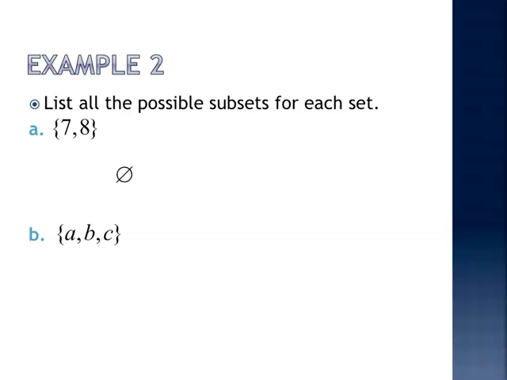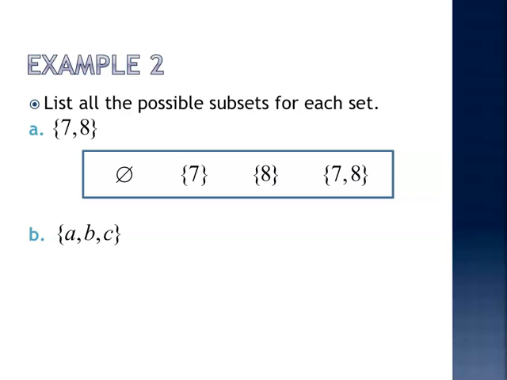So the empty set, I'm going to write that. And now let's go up to 1, so subsets with just one element in them. So that would be just 7, that's one subset, or just 8, that's another subset. And then we also know that we said that any set is a subset of itself. So 7, 8 is also going to be a subset. So it looks like we have 4 of them here. And that's it.